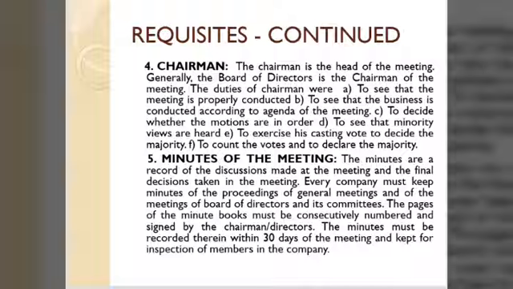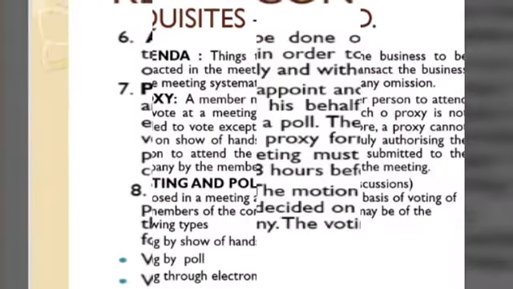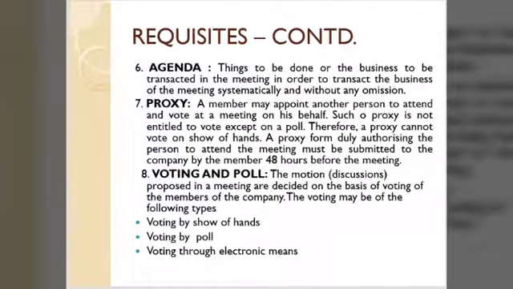This is called as the minutes of the meeting. Next one is the agenda for the meeting. Agenda for the meeting is the things done or the businesses transacted in the meeting, in order to transact the business of the meeting systematically without any omission. That is, agenda is nothing but the program schedule of the meeting.